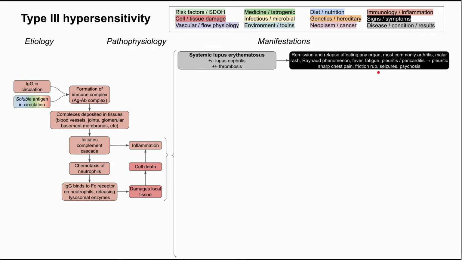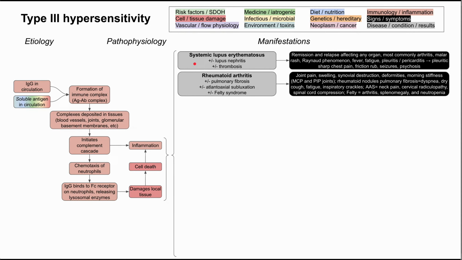And you can have neurosymptoms as well, which might manifest as seizures and psychoses. Lupus is also a very procoagulant state. So you could have thromboses, and it can affect your kidneys specifically, and that would be called lupus nephritis.